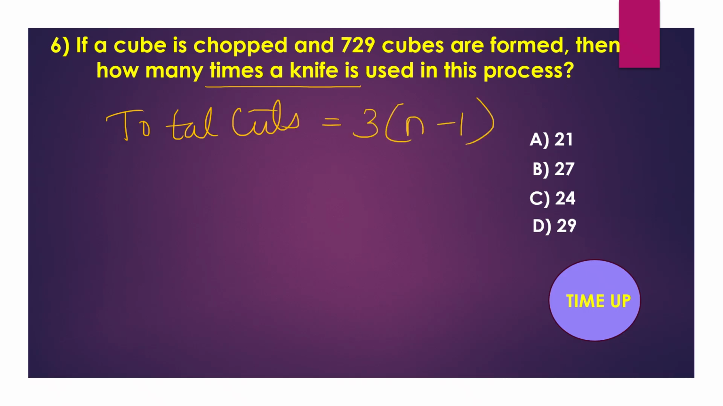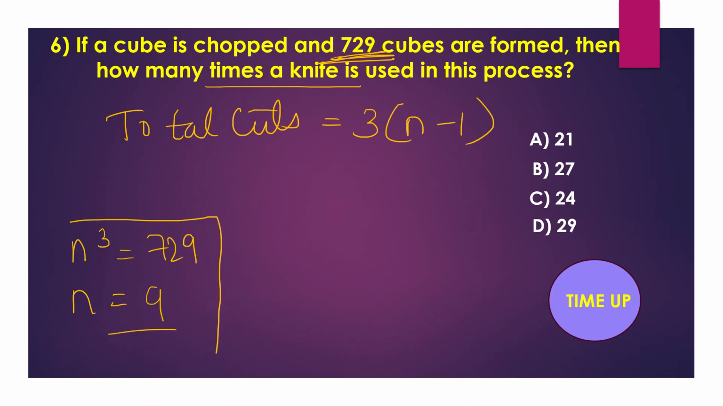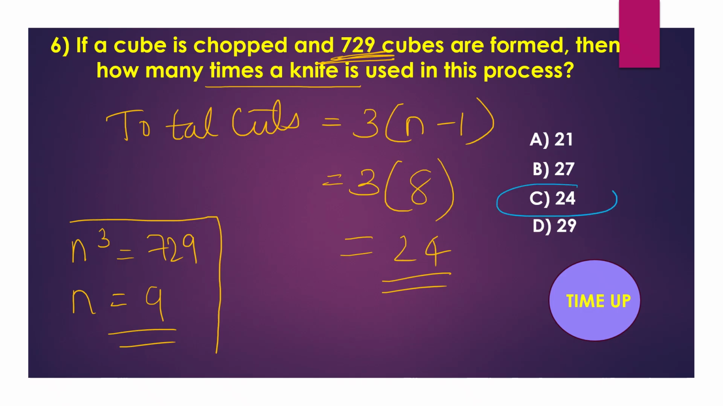So first you need to find out n. So number of cubes they have given, that is 729. So n cube is 729. So what is the cube root of 729? It is 9. Correct? So that you need to insert. 9 minus 1 is 8. So 8 threes are 24. So correct answer is C option.